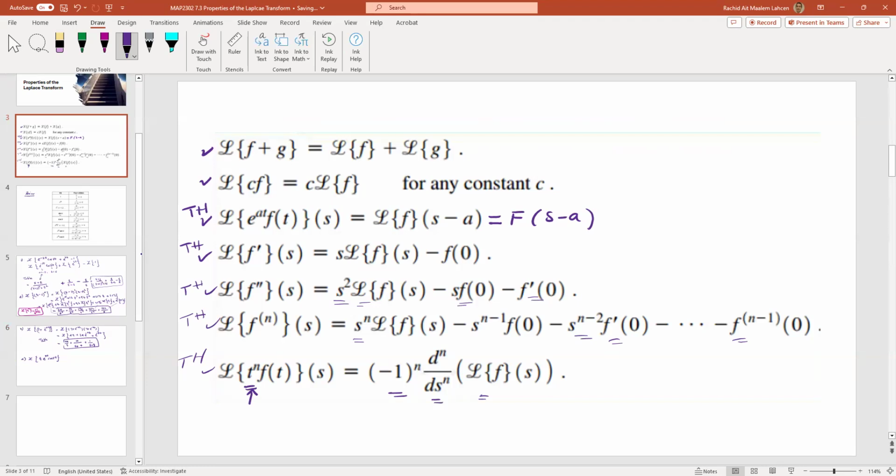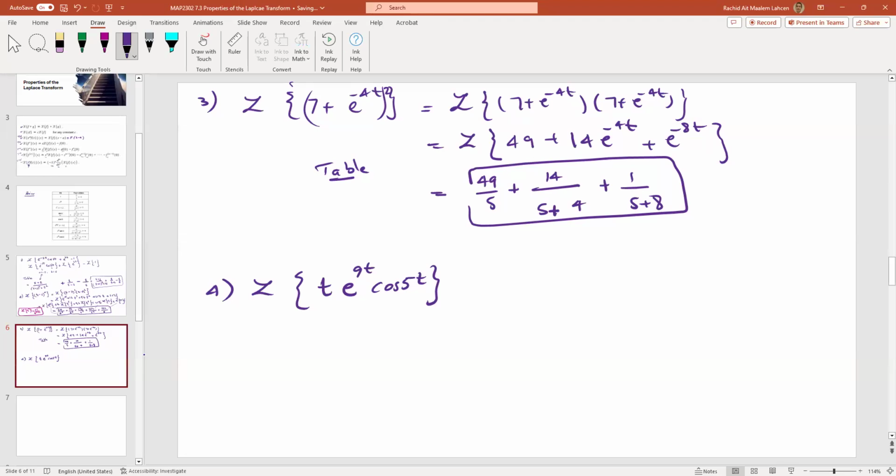So t to the power n, negative 1 to the power n, the nth derivative of the Laplace transform of a function. So what is the function here? Let's say this is f of t, right? And of course on s, so yeah, it's going to be that. So let's use that. So we're going to use negative 1 to the power n, where n is 1, right? But just to show, so it's first time used.